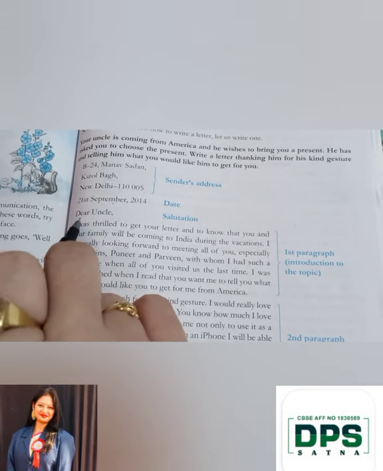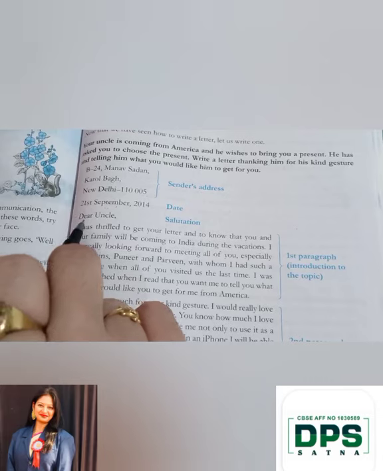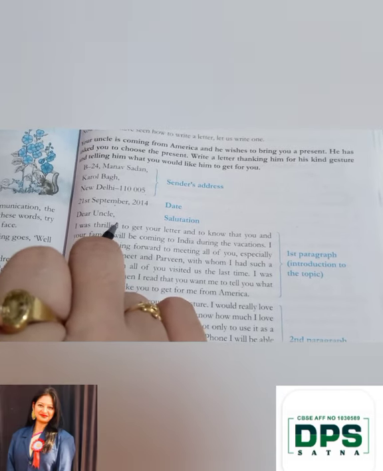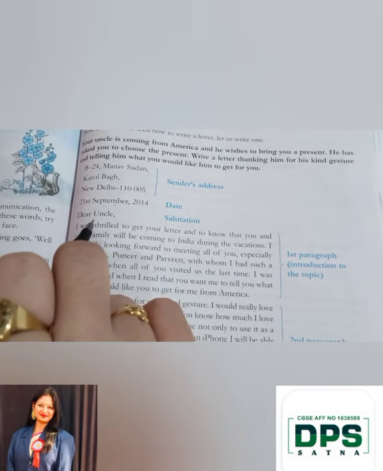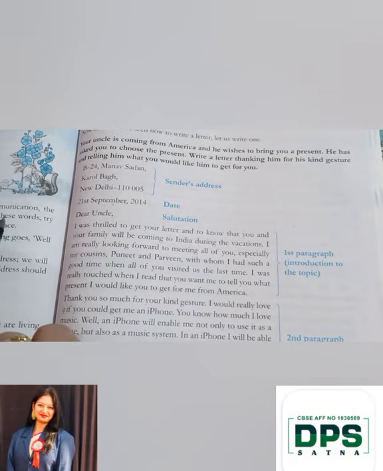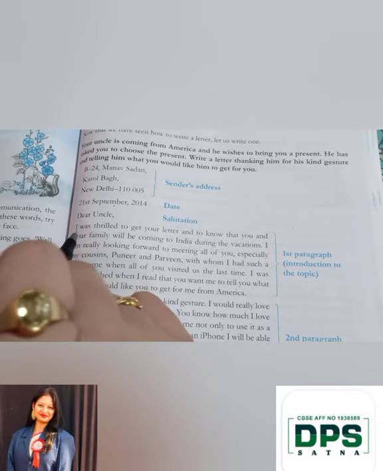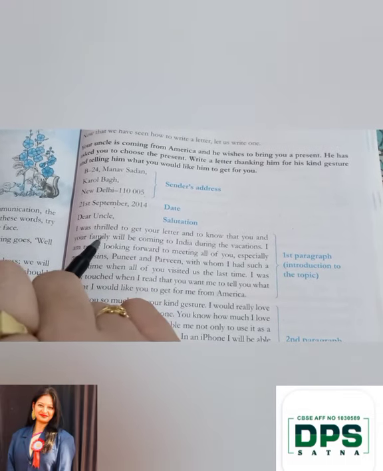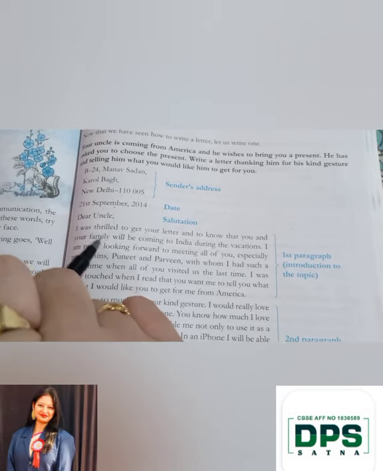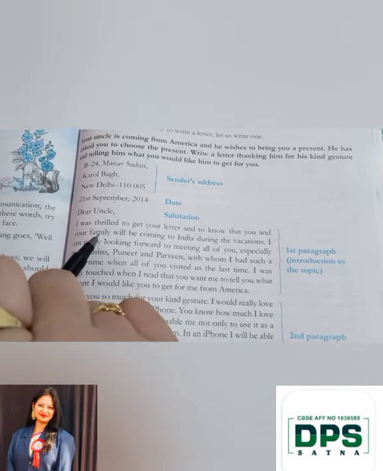Next, whom are we writing the letter to? Uncle. So we are going to write, dear uncle. Though this is an informal letter, we are going to write dear uncle, then comma. And in the previous letter, that was a formal letter, so we had mentioned the subject as well. So here there is no need of writing the subject because this is an informal letter. Okay, and we are writing it casually.